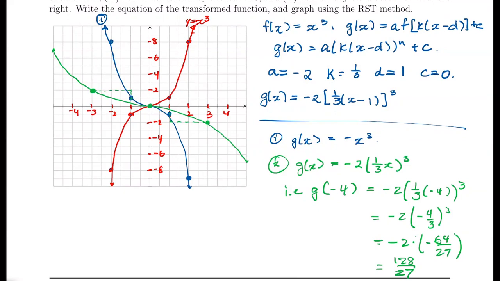And then the last thing that we would do is just add the translations a little. So graph number 3 is when we add all the translations around. The last graph is just going to be when g of x is -2 times (1/3 x minus 1) to the power of 3. So every point in the green, we're going to move it 1 unit to the right. So it's going to come here. This point is going to come over here. This point is going to come over here. So what we'll have is something like this.